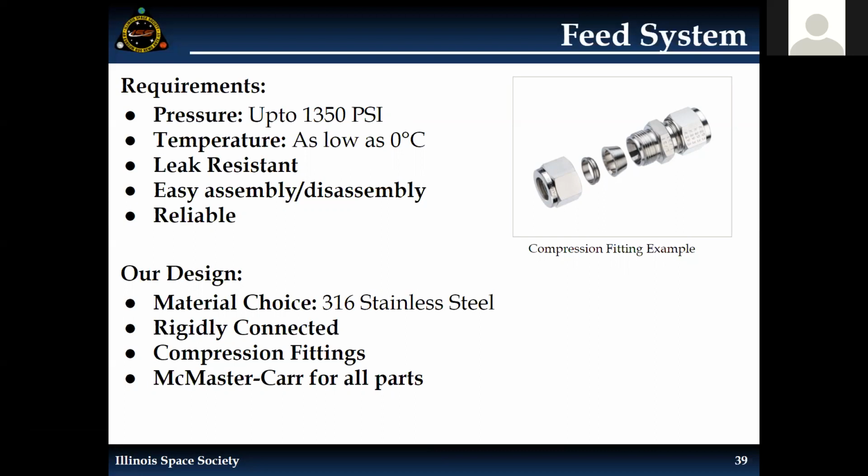Also, given that nitrox is an oxidizer, we want to make sure that there aren't any leaks in the system, because if there's a leak and the oxidizer gets out somehow, we don't want to have any sparks or ignitions that could cause damaging events. We also want to make our system as easy to assemble and disassemble as possible so that we can break it down and put it back up again.